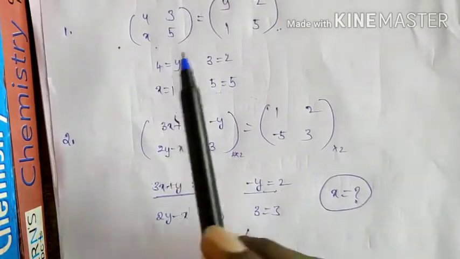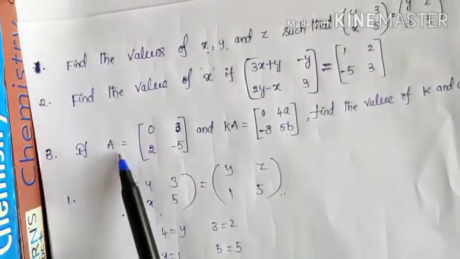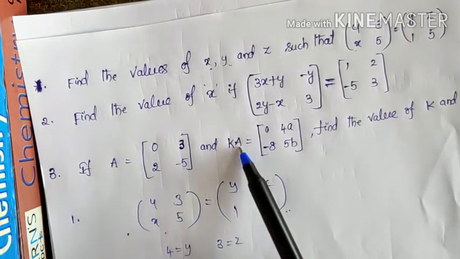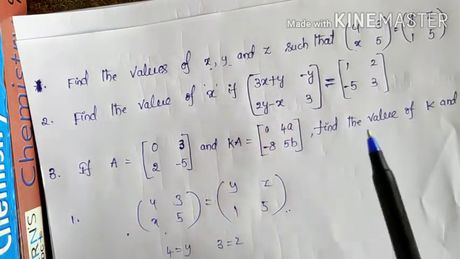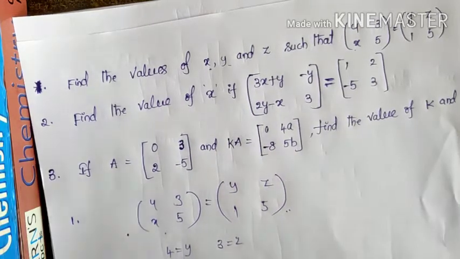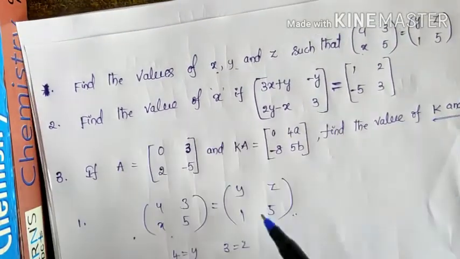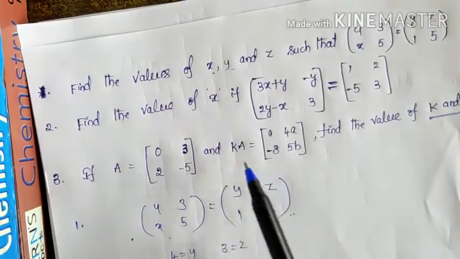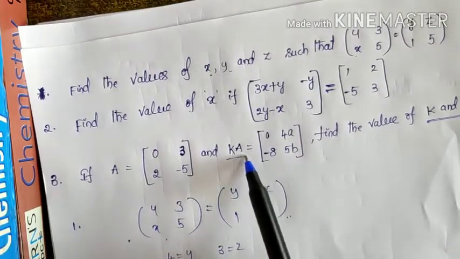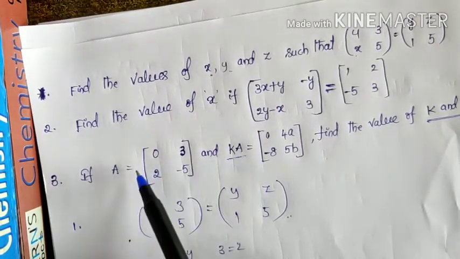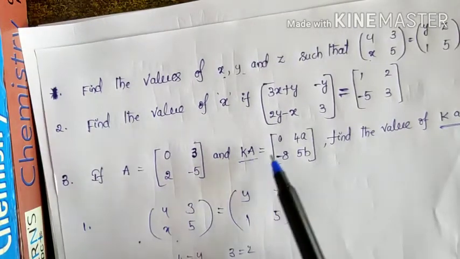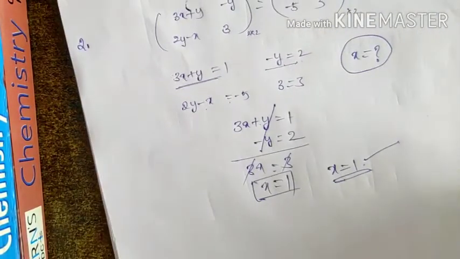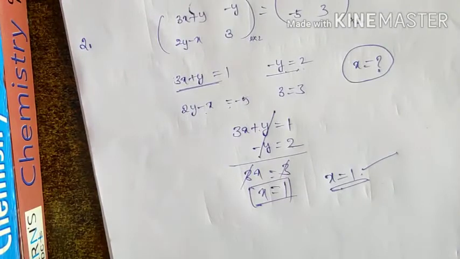Right? Now let's see another problem. If A is equal to [0, 3; 2, minus 5] and kA is equal to [0, 4a; minus 8, 5b], find the values of k and a. So this time we need to find the two values k and a. Here k is a constant, so let's see how we can find them. Given matrix A is [0, 3; 2, minus 5] and kA is equal to [0, 4a; minus 8, 5b]. Based on this we have to calculate the values of k and a.